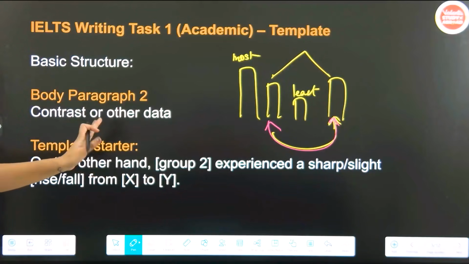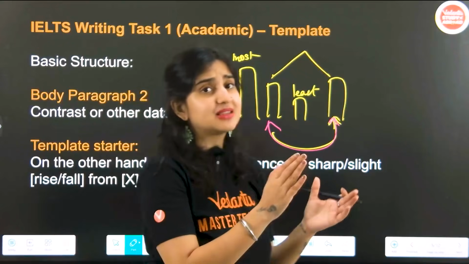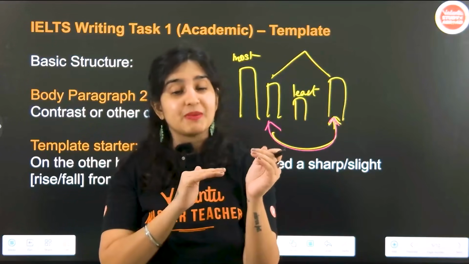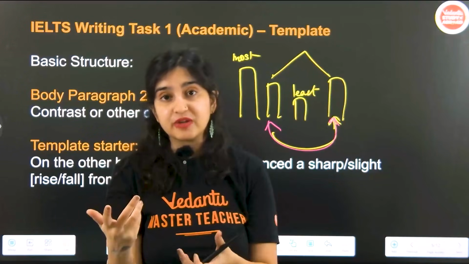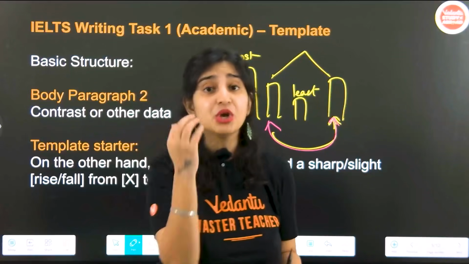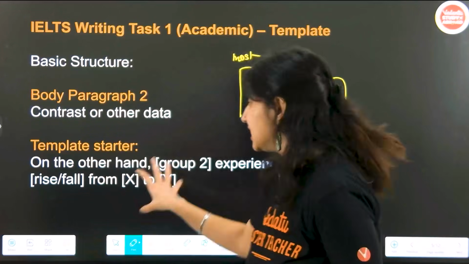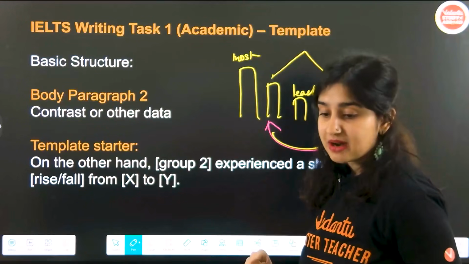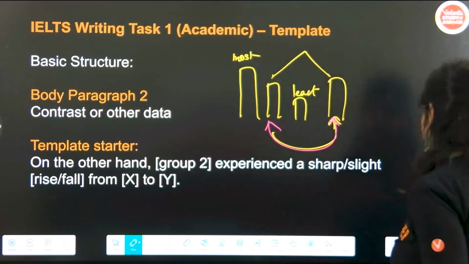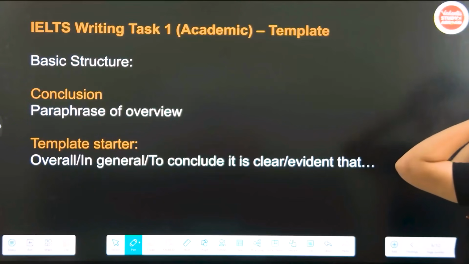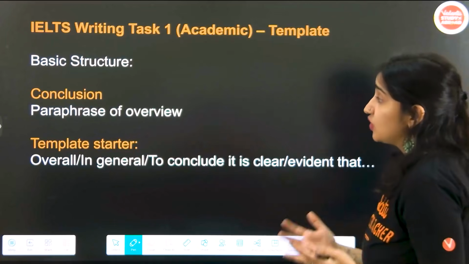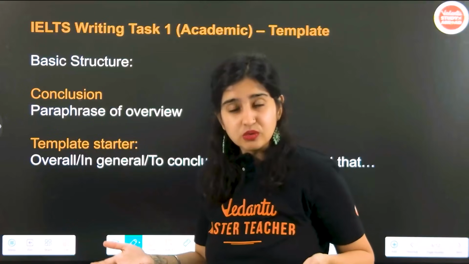On the other hand, group 2 experiences a sharp or slight rise. Whatever you noticed here, maybe there was a rise, there was a fall. Maybe it was stagnant, it did not fluctuate, it remained more or less the same. Whatever is observable from the data, you will mention that in your body paragraph too, along with other key details about it. And then finally, in your conclusion, you're going to paraphrase the overview again.